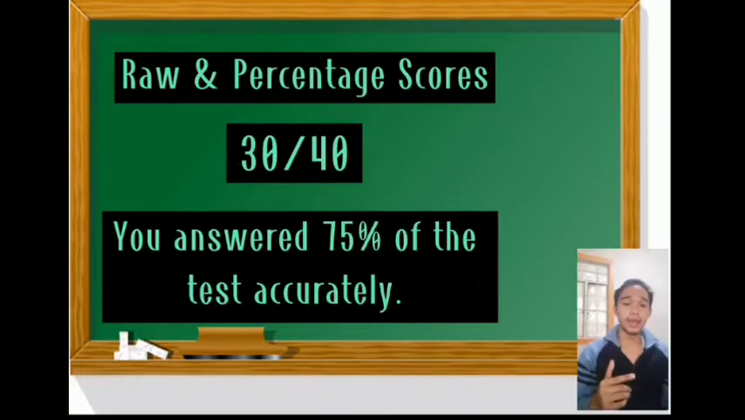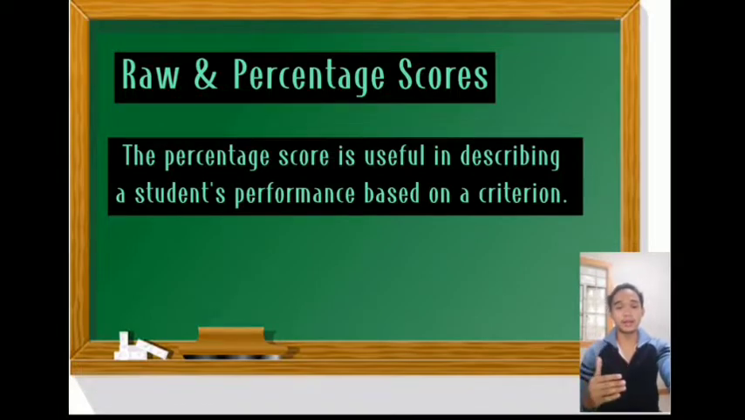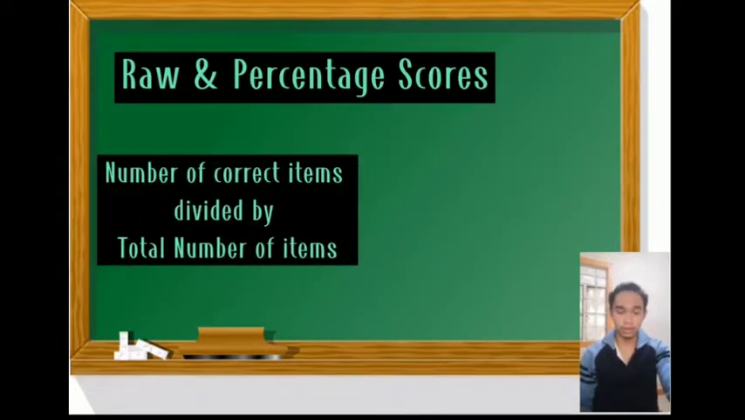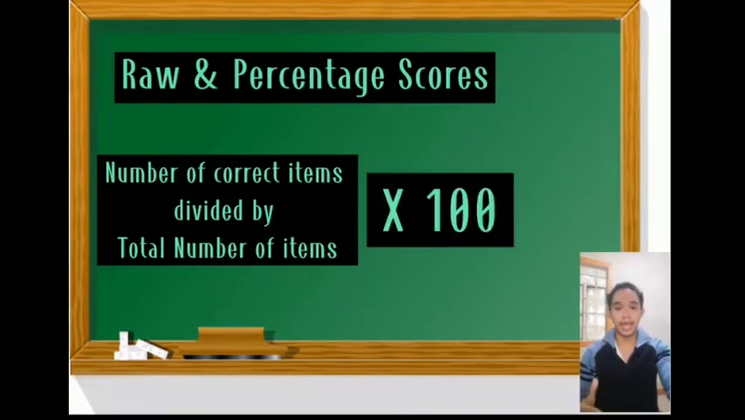So this means that you got 75% of the total items correctly, which is the percentage score. Now, percentage scores are important in describing a student's performance based on a criterion or a principle of judging. In obtaining the percentage score, all you have to do is take your raw score, divide it by the total number of items, and then multiply by 100.